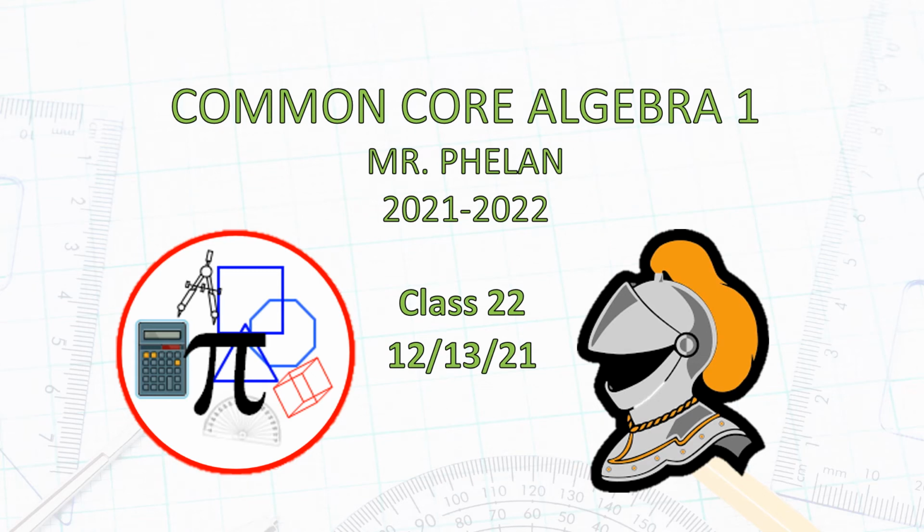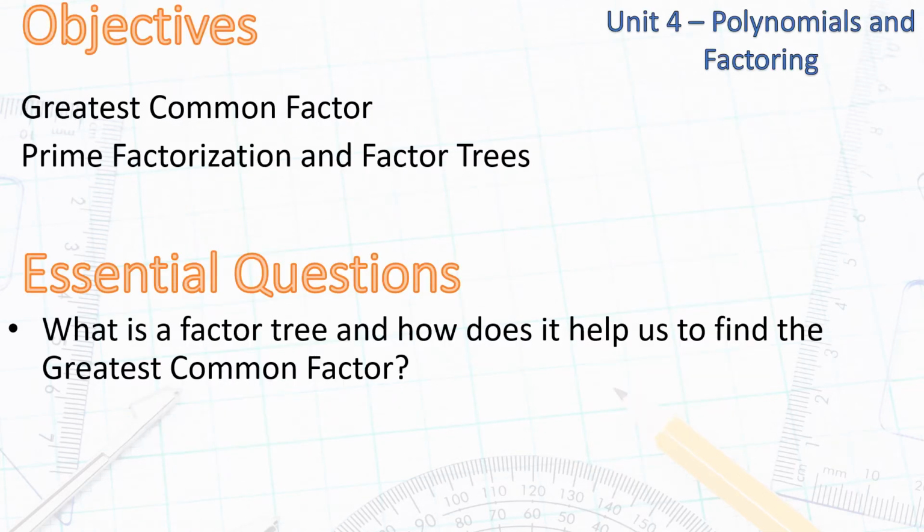Hey everybody, welcome. Today we are still in Unit 4, in the second half of it. We're going to be looking at greatest common factor, and then also how to use a factor tree to find the prime factors. This is something we're going to use to find the greatest common factor in other scenarios. Our essential question for today is: what is a factor tree and how does it help us find the greatest common factor? Let's take a look.